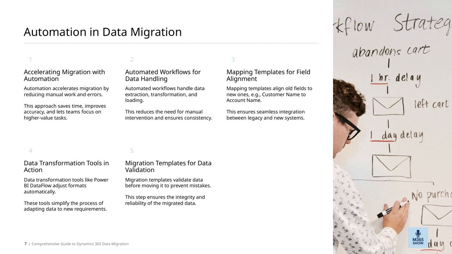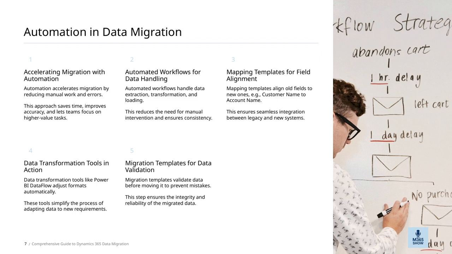Finally, by leveraging automation, we significantly speed up the migration process. It reduces manual effort and minimizes errors, saving time and increasing accuracy. This way, your team can focus on higher value tasks like strategic analysis or system optimization. Overall, automation not only makes data migration more efficient, but also more reliable, helping you achieve a successful system upgrade with confidence.